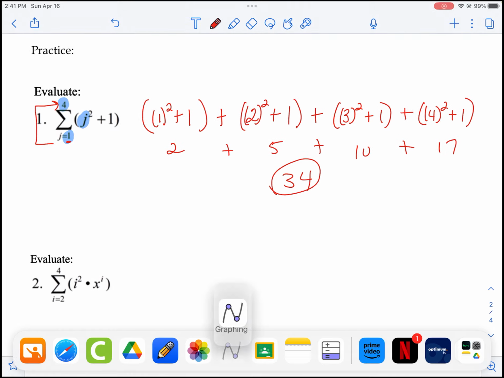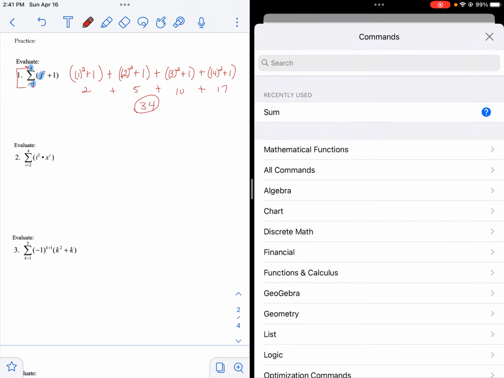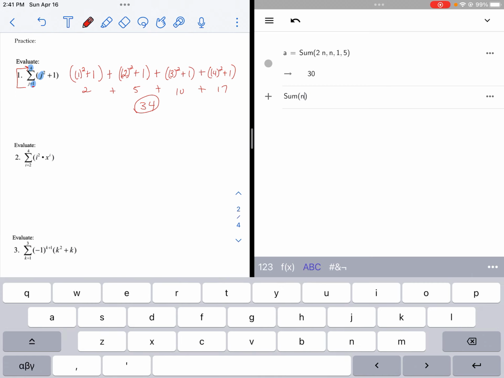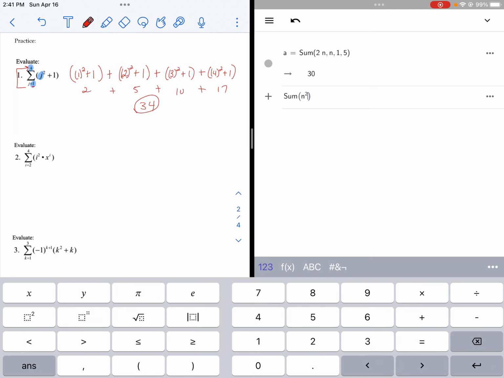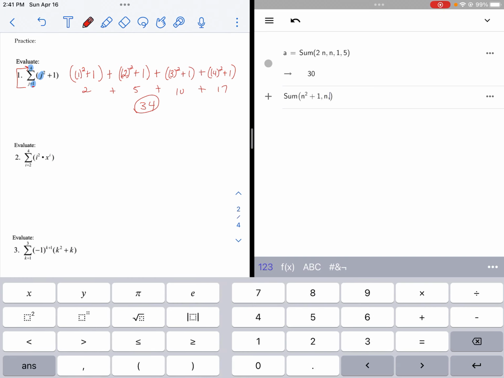Or you could do it in the calculator, like we had just done. Commands, sum, oh no, sorry, first I have to put n squared plus 1, comma, then I put the letter n, comma, and then the lower bound was 1, comma, the upper bound was 4, and I get the same answer.